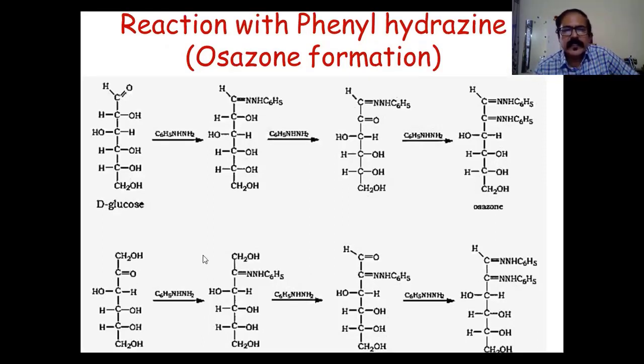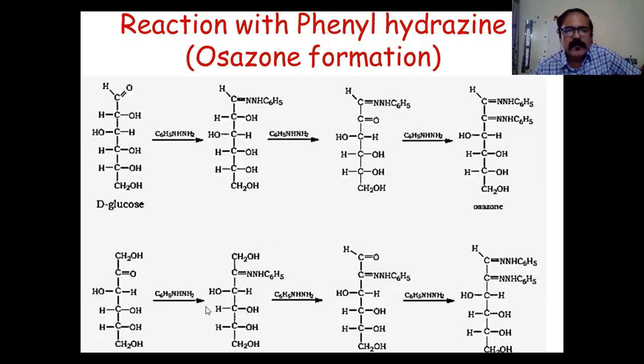Fructose also reacts with phenylhydrazine, converting this molecule into osazone. Both glucose and fructose will give the same osazone. That we try to remember. The only difference is that in the case of fructose, this phenylhydrazine, C6H5NH NH2, will react with the second carbon, that is the ketone carbon of the fructose, and these two hydrogens and oxygen will come out as water, and this nitrogen will be attached to the carbon, giving C double bond N NH C6H5. This is the phenylhydrazone.